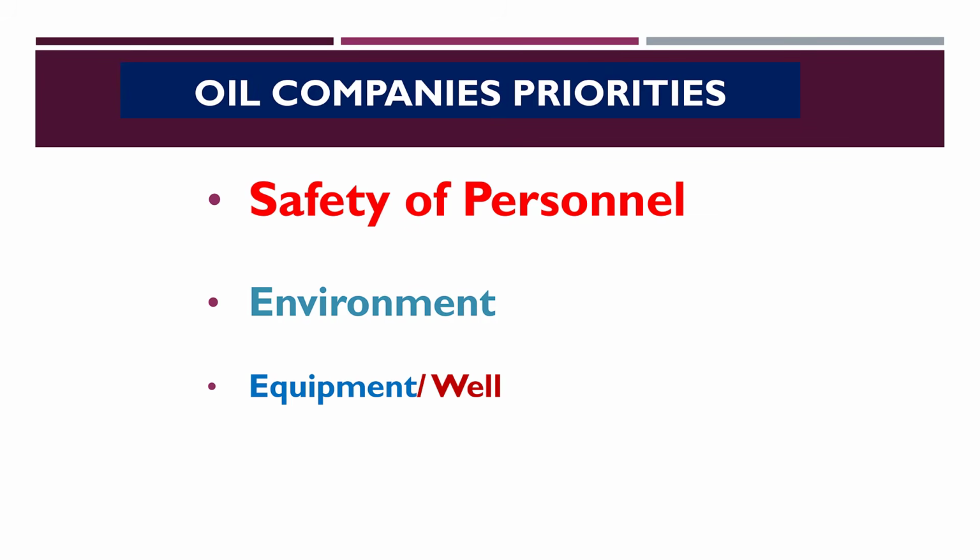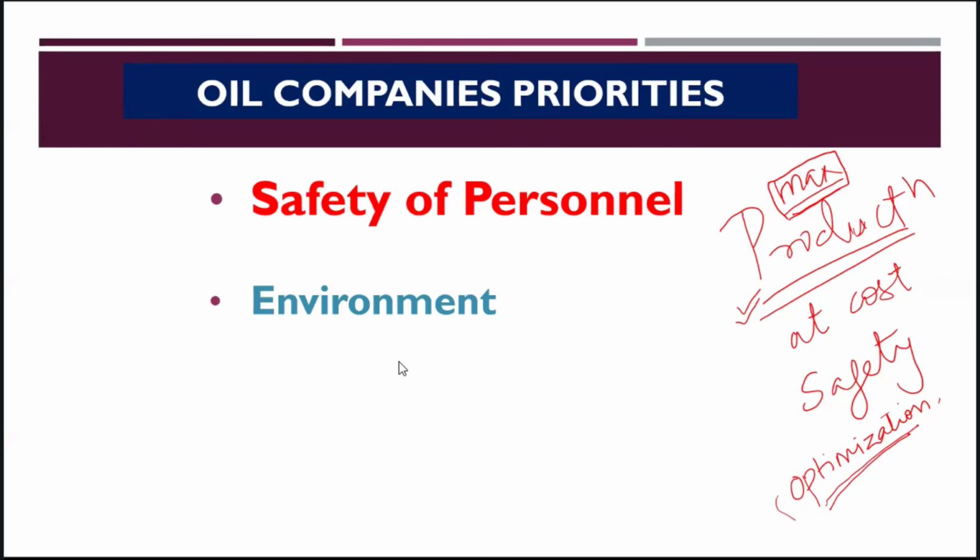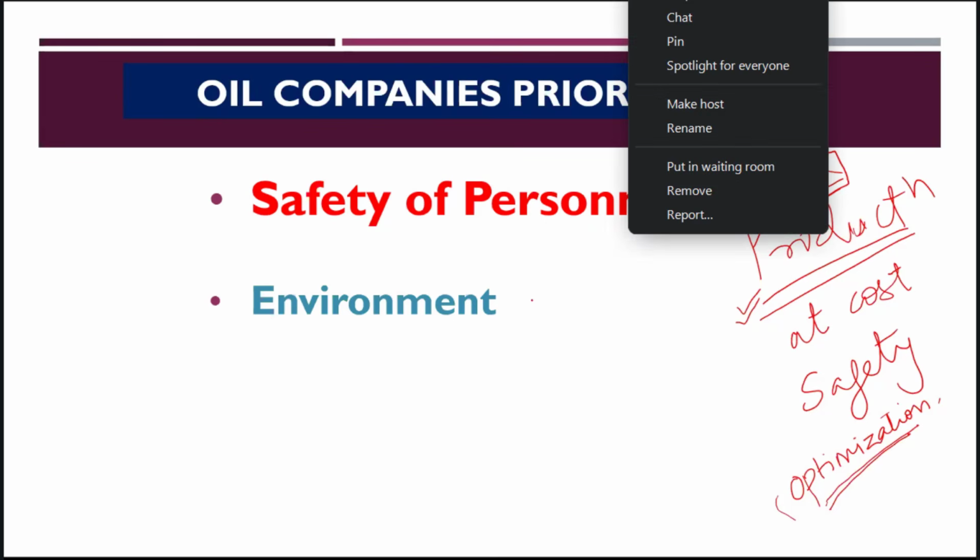You may have the capacity to produce oil at maximum speed or maximum efficiency, but if it is costing you the safety of personnel, then you will reduce that production speed. It is called optimization. So all the processes are optimized based on whether the safety of personnel is maintained. After safety of personnel, the companies should prioritize the environment: whatever process you are doing, it should not hamper your environmental quality. It should not cause pollution.